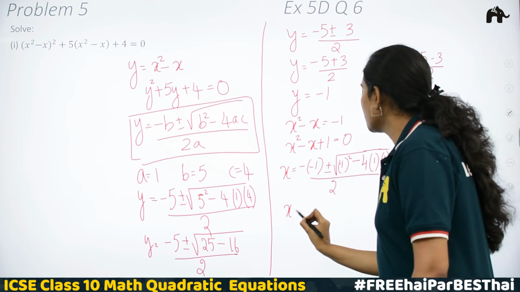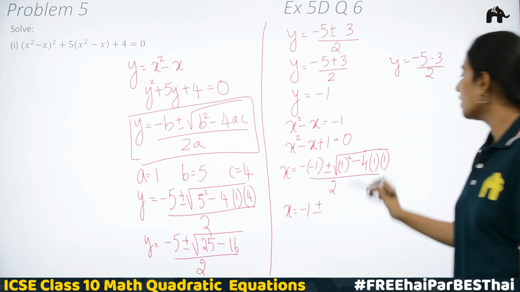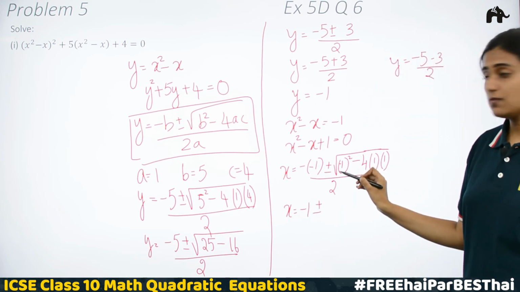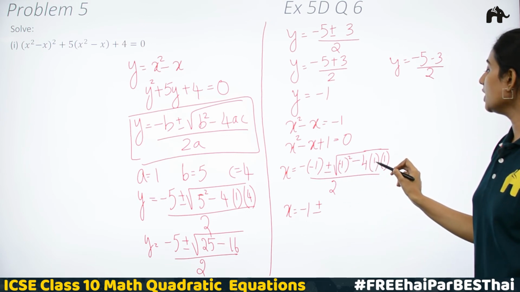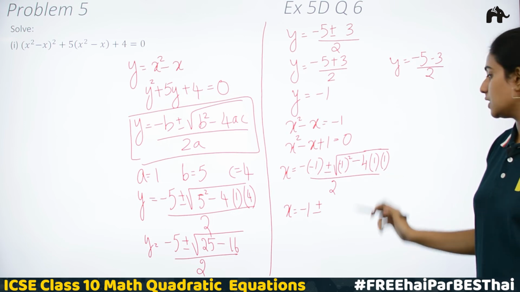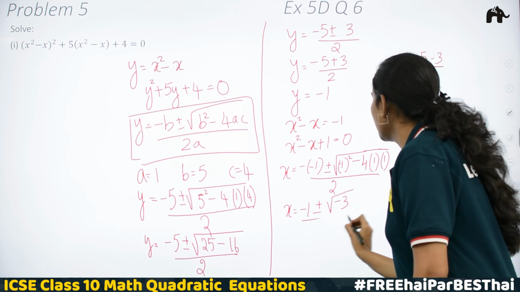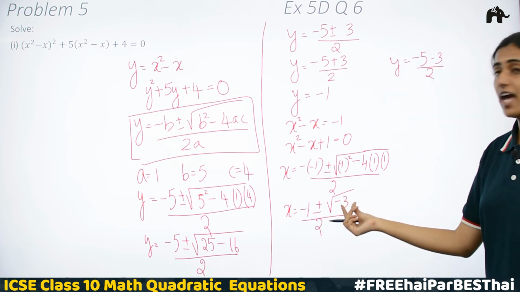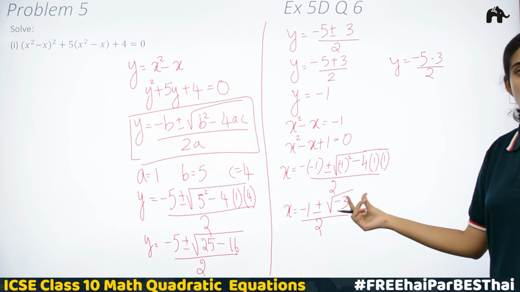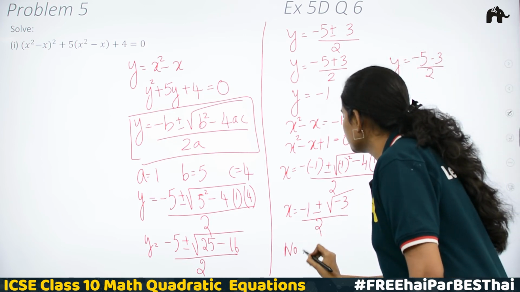X is equal to minus 1 plus or minus root of minus 1 square. Minus 1 square is plus 1. Minus 4 into 1 into 1, that is minus 4. You will be getting root of minus 3 divided by 2. Inside the root we have a negative number. So this is not possible. Okay. No real root.